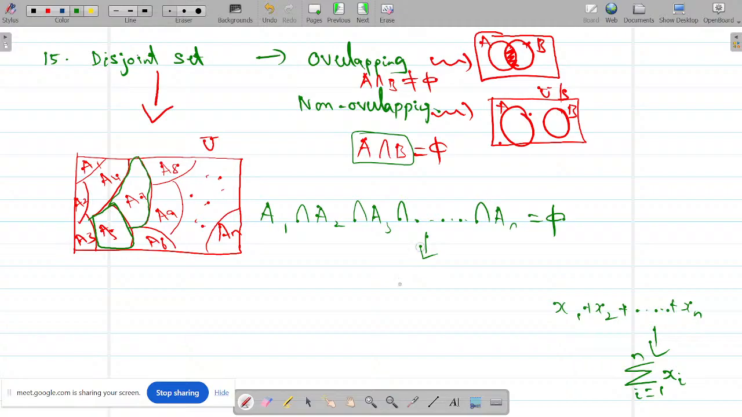Now you can represent this disjoint set as intersection. This intersection is not the summation. Intersection of Ai, i equal to 1 to n, is equal to null set. This was also once asked in the exam. Yes, please make a note of it.